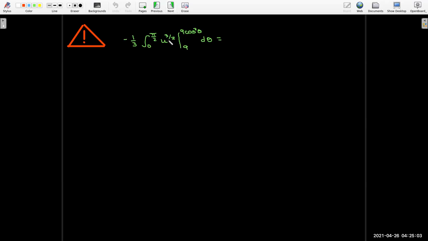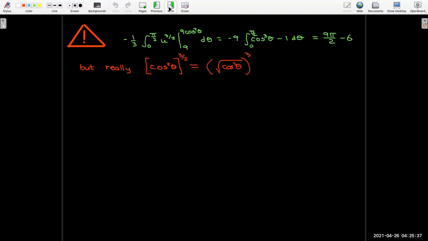I said that the antiderivative that we evaluated here was u to the power of 3/2 evaluated from 9 to 9 cosine squared theta. And we worked it out this way. We said that the square root of cosine squared theta would be cosine theta, then cube it, you get cosine cubed theta. And it worked out to be 9 pi over 2 minus 6. But really, cosine squared raised to the 3/2 power is radical cosine squared cubed. Okay, so far so good.